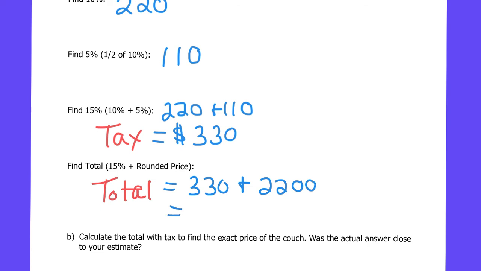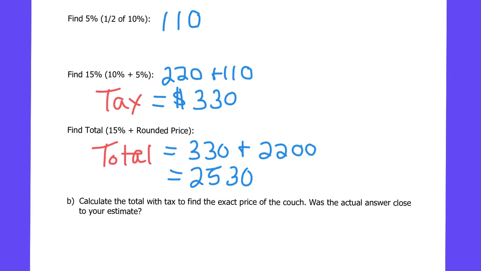And again, this is something we can do in our head. We don't have too many hard numbers to add here. So $2,530 is our estimate for the total price for this couch.